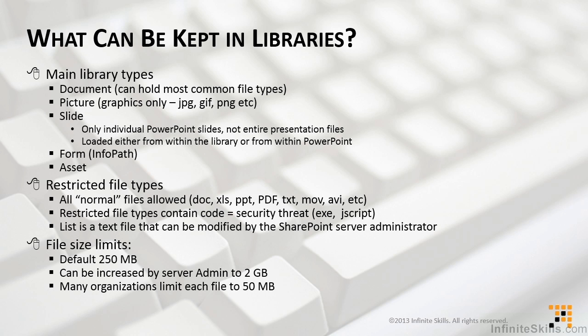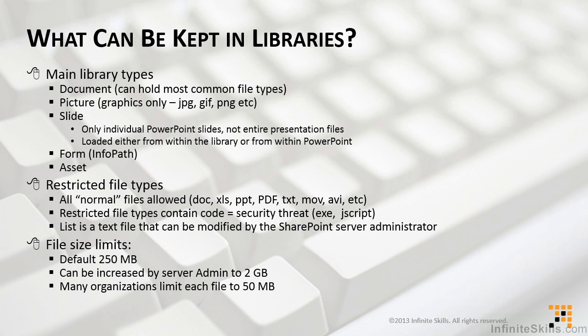You also can have an asset library, and assets can mean many different things. In this case, we're talking about things like audio and video and other types of content that might be used on web pages. So once we understand that we have all of these different kinds of specialized libraries, and that a document library is going to be the most commonly used one that contains all of the general types of documents, then we need to talk a little bit about what else we can do or not do with libraries.